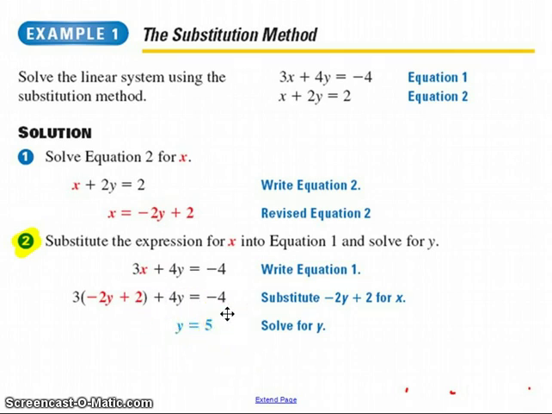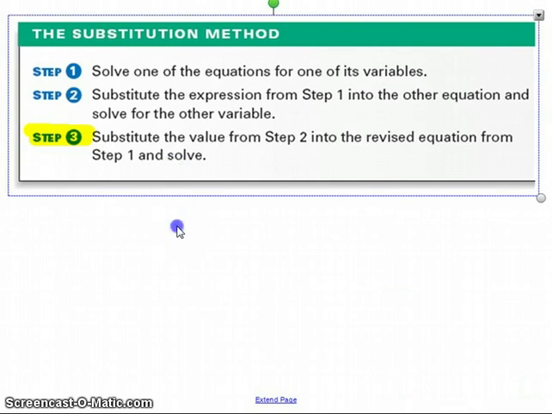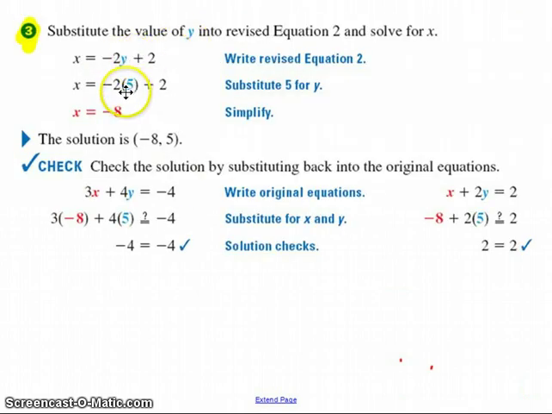Now that you know y is 5, as it says, step 3 is take the result, the value from step 2, and plug it back into the revised equation from step 1. Well, here's that revised equation from step 1, x equals negative 2y plus 2. Plug that result you got from step 2, which was 5, in, and you'll find that x equals negative 8. You can always double check this and make sure that negative 8, 5 is really the solution by plugging those two values back in and asking yourself, does it really turn out in this case to be negative 4? And it does. So it did check out.